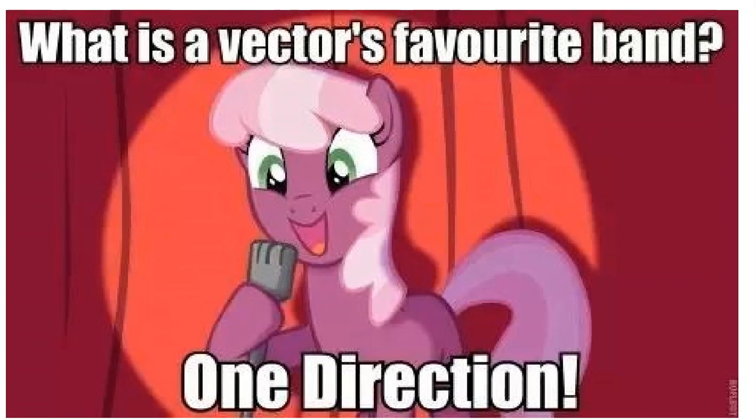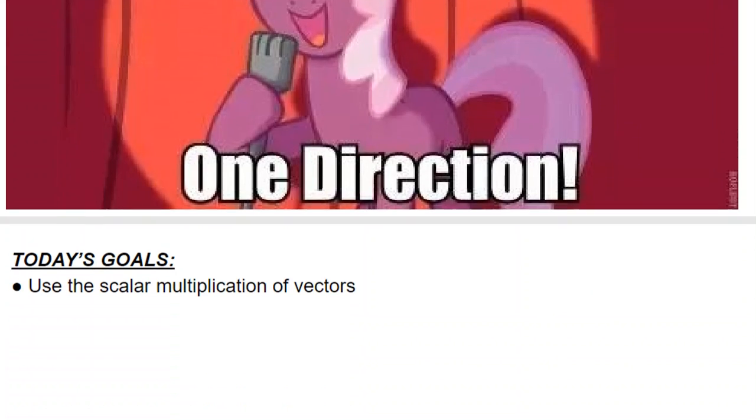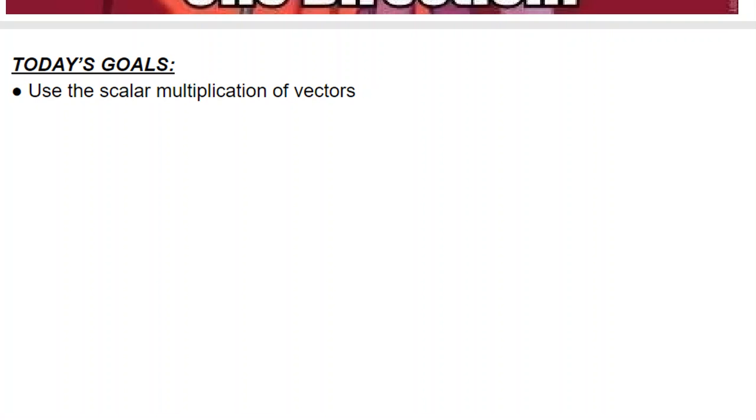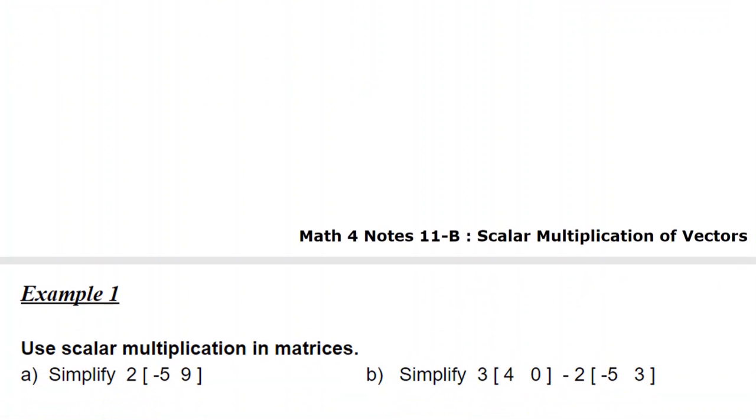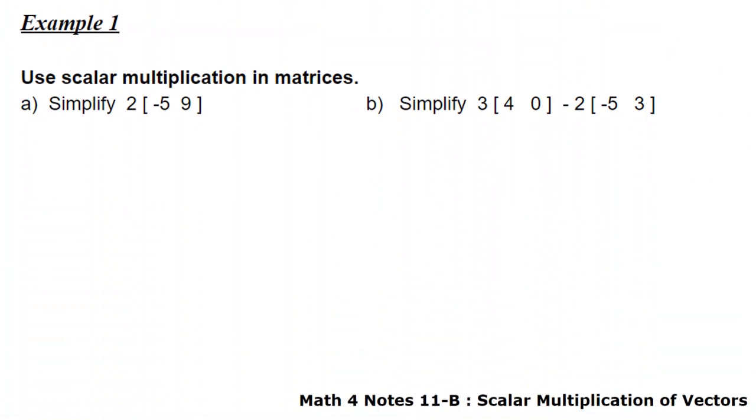Okay, we are here for Notes 11B for the Math 4 course. We are going to be talking about scalar multiplication of vectors, and it is very much like what we did for matrices, so we're going to warm up with a few of those, distributing the 2 times the -5, 2 times the 9.